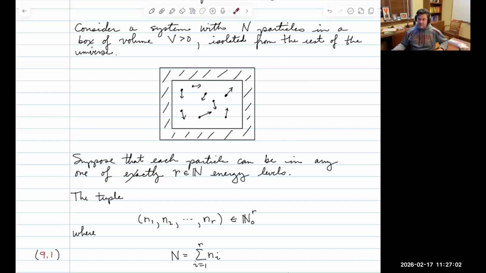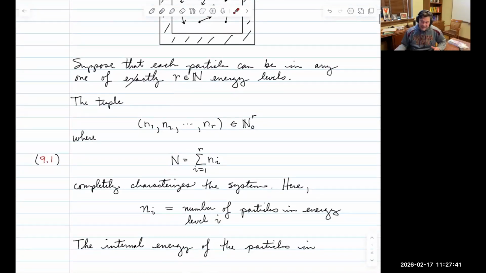Now, the fact that they're not interacting means that if one particle is in a certain energy level, that has no bearing on where any other particle might sit. If the particles are interacting, then they will exchange energy with each other. So if a particle is in bin A and another particle is in bin B, they're going to interact in some way. But for our simplifying assumptions here, we assume that the fact that one particle is in a certain bin has no bearing on whether any of the other particles are in any of the other bins. This allows us to completely characterize the system through simple numbers.